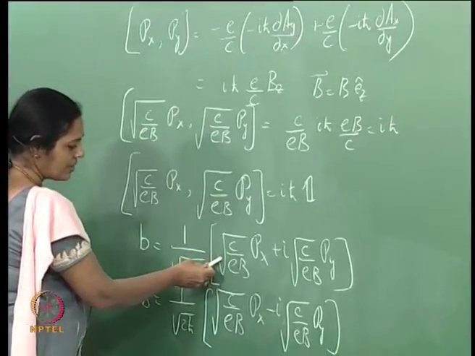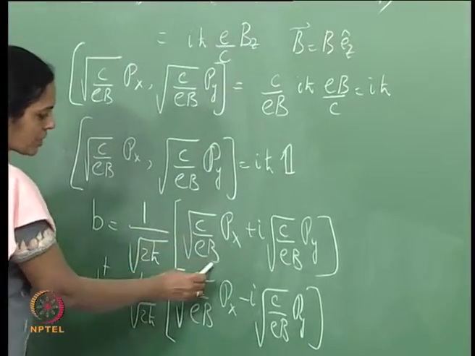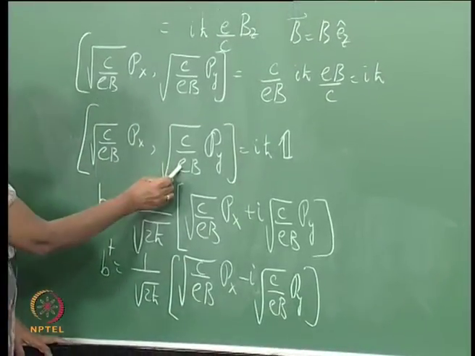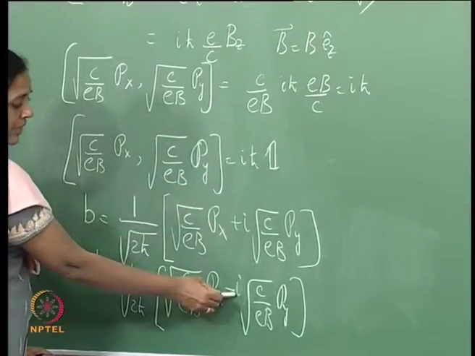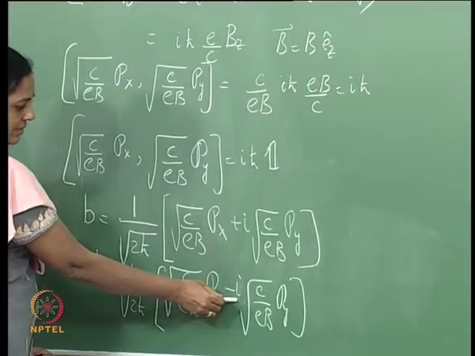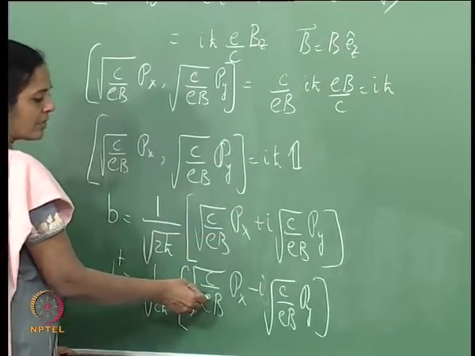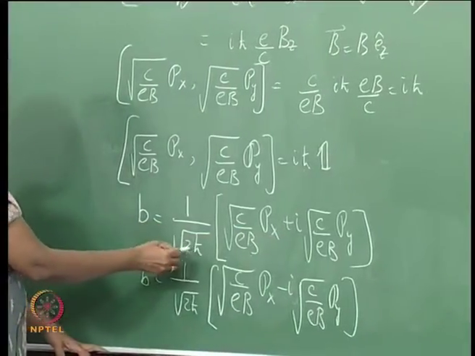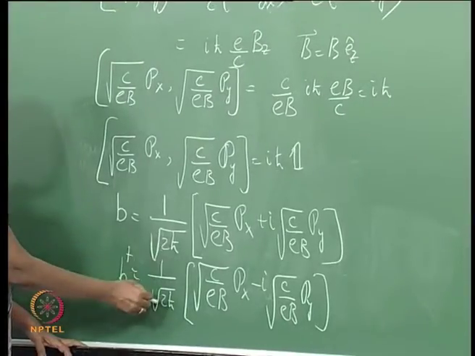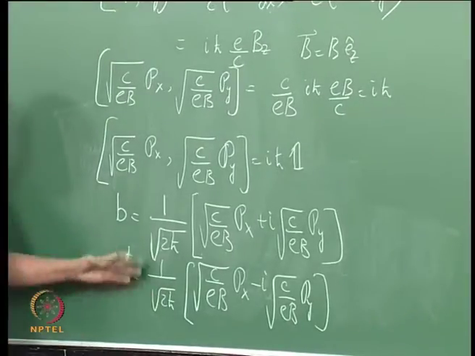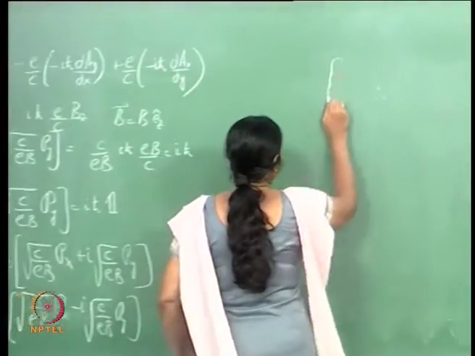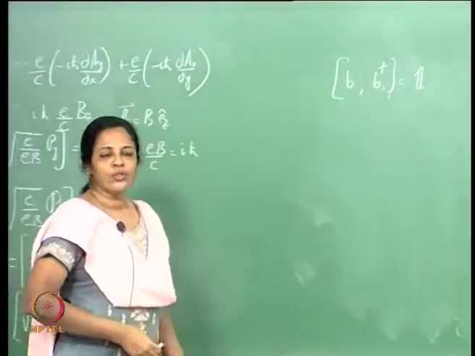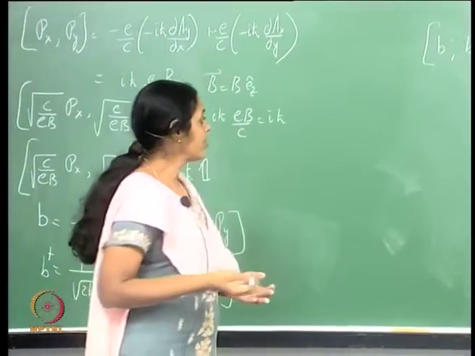There is a commutator which is root of C by EB Px with minus I root of C by EB Py, and I have got that commutator here. That is an Iħ already. With this minus I, it gives me a plus. Similarly, out here, that gives me the same value Iħ with a plus, and therefore there is a 2 which cancels out with the 2 that comes out as the overall coefficient. It is a trivial matter to check that BB dagger is identity, and that is good news for me, because now all I have to do is find out B dagger B.